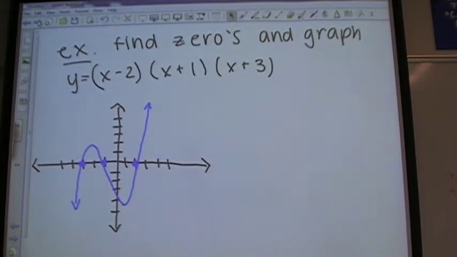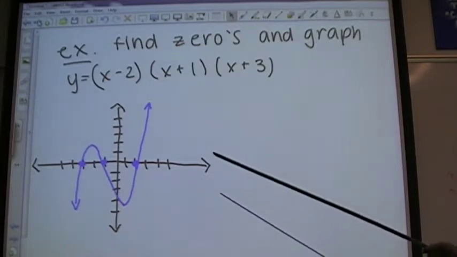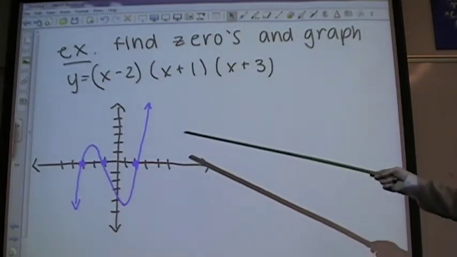All right, next example. Find the zeros and graph. Does everybody have their graphing calculator with them? If so, you need to get it out. Find the zeros and graph.